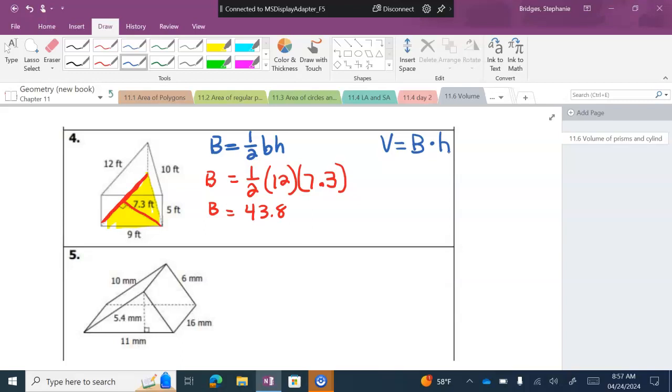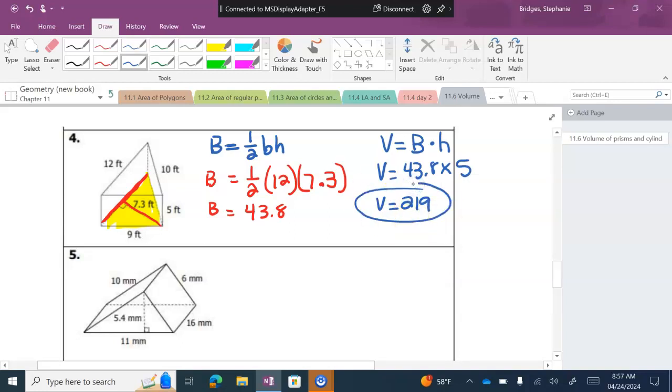Everybody see that? So, I'm going to plug in my numbers, 43.8 times 5. And that's going to give me 219. Everybody kind of okay with that one?